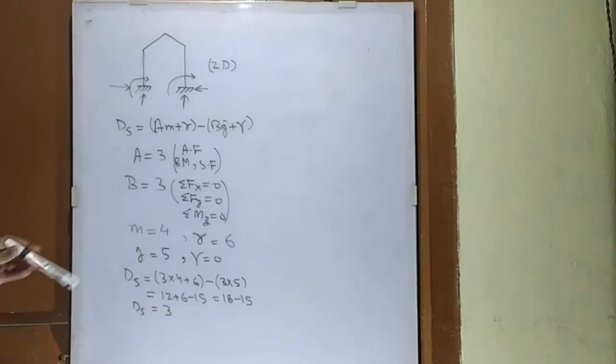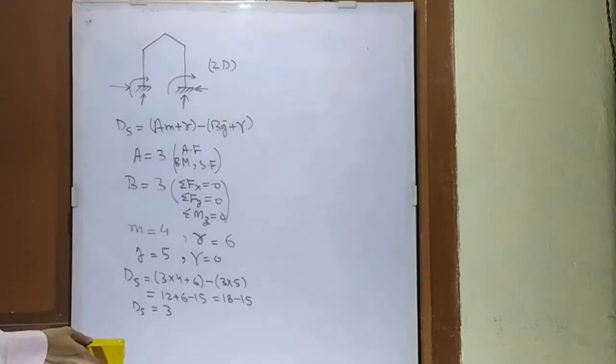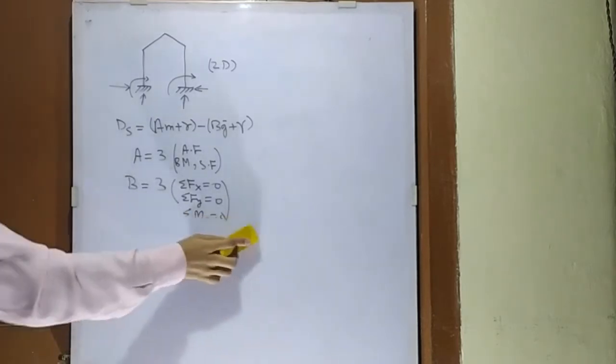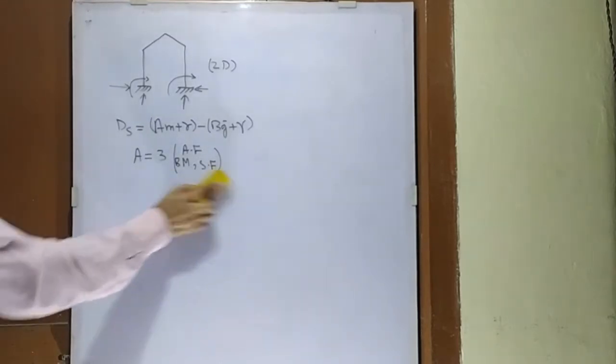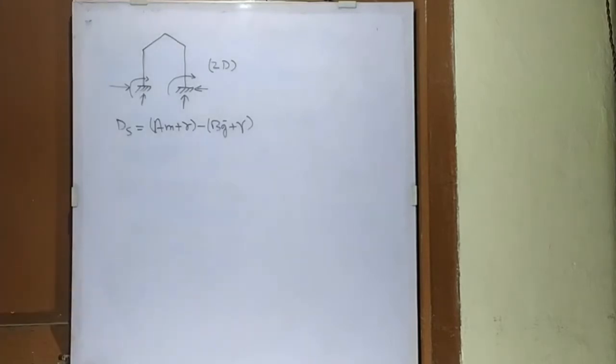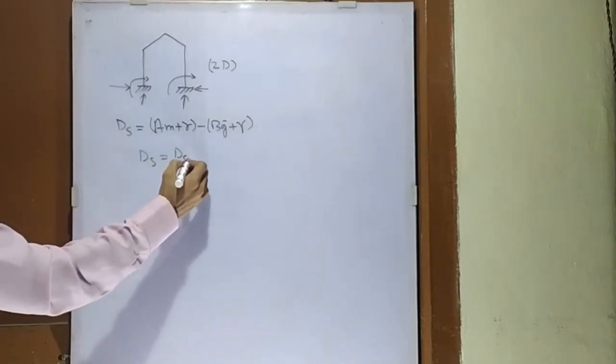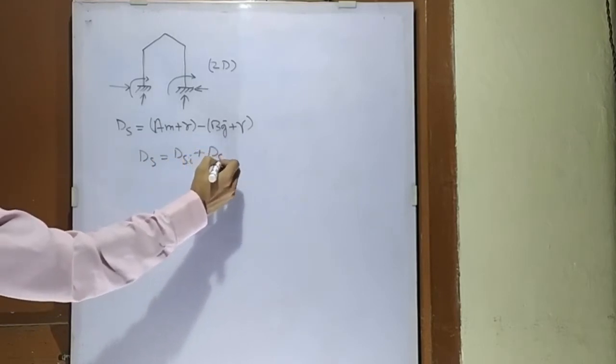Now this is the total degree of static indeterminacy. If we want to find out the degree of external indeterminacy, we can just use the basic formula. And what was the basic formula? DS is equal to DSI plus DSE.